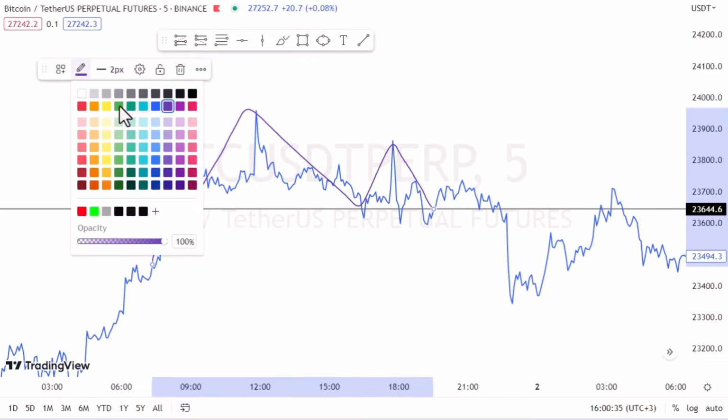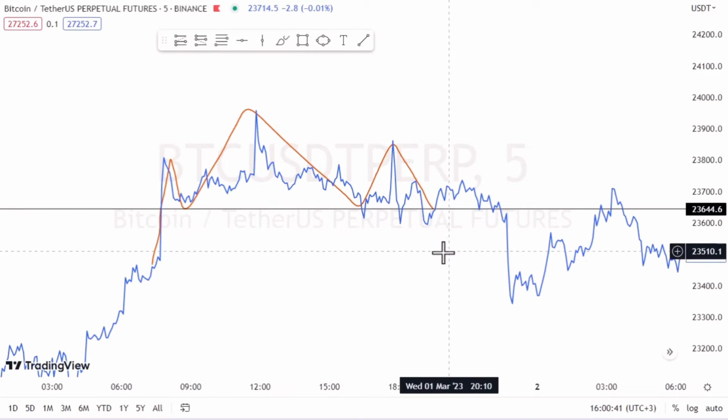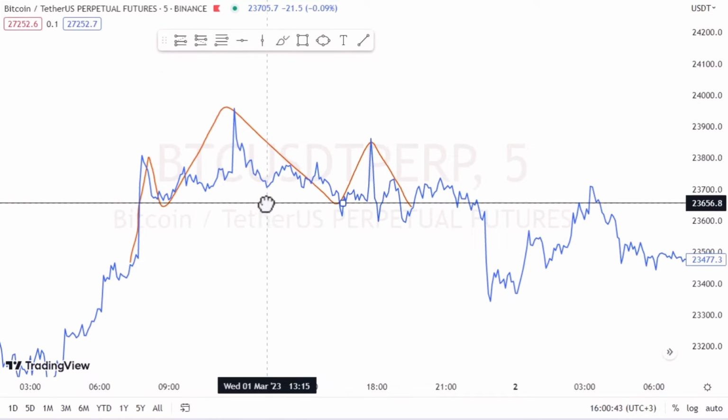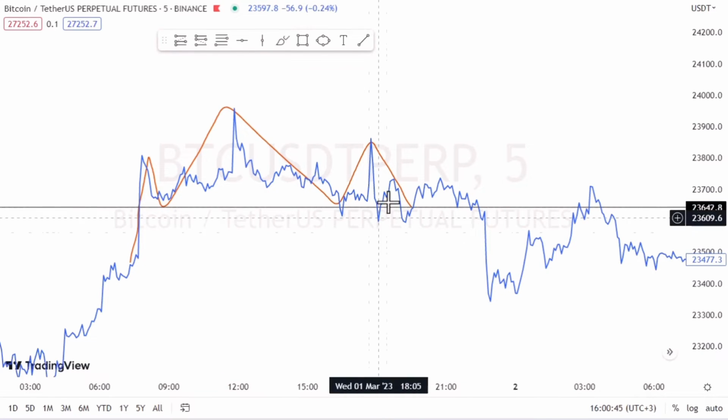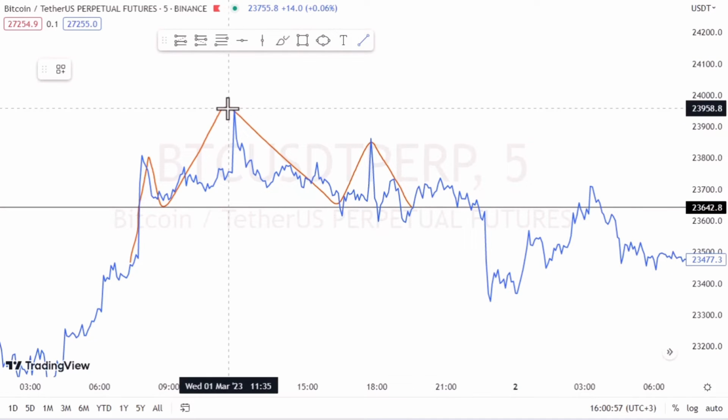So in this case, let me change the color here. What should we do? It is really simple how it gets done. We can just set a neckline like this and then we wait for the price to break the neckline to the bottom, going more down like this in here. So what should we do? How much will the price go down?